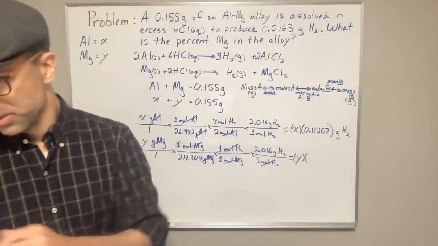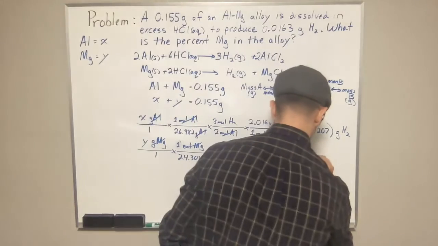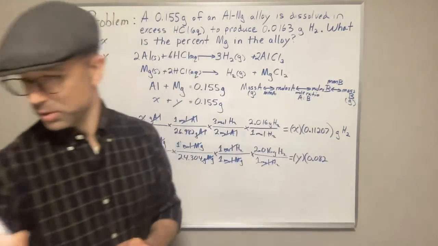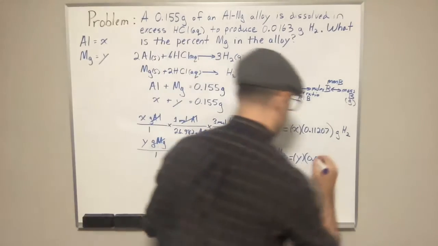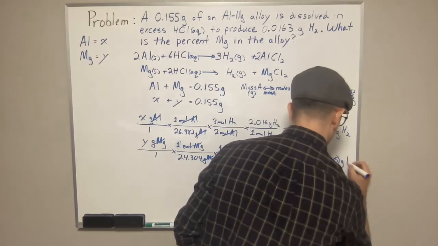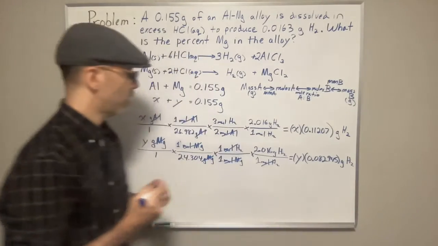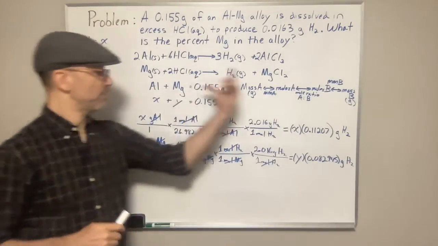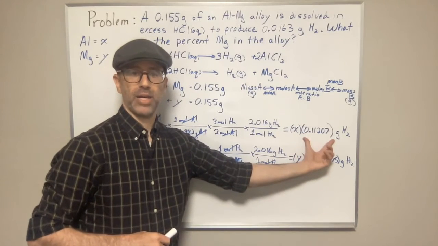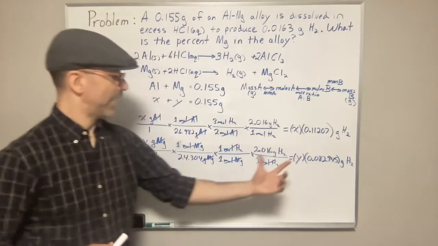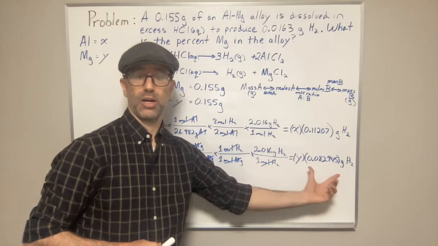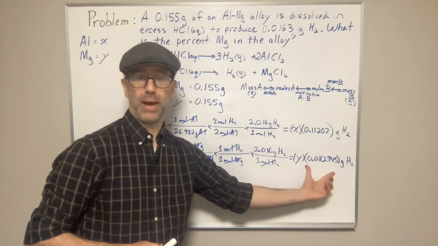times 0.082945 grams of H2. So now I have the amount of H2 produced by aluminum in terms of X, and I have the amount of H2 produced in terms of Y for the magnesium.